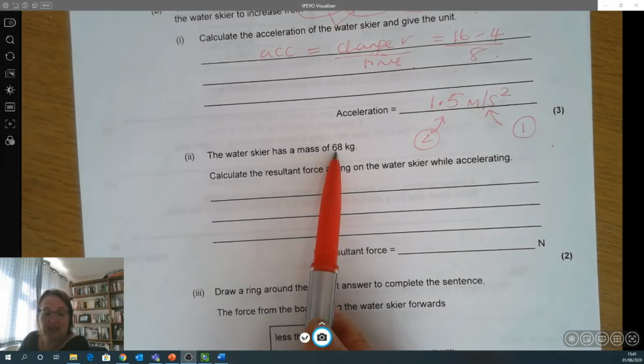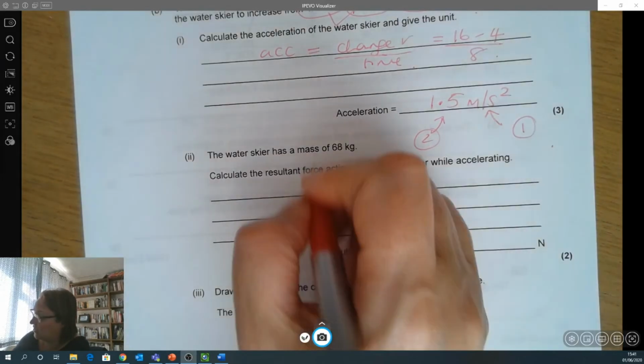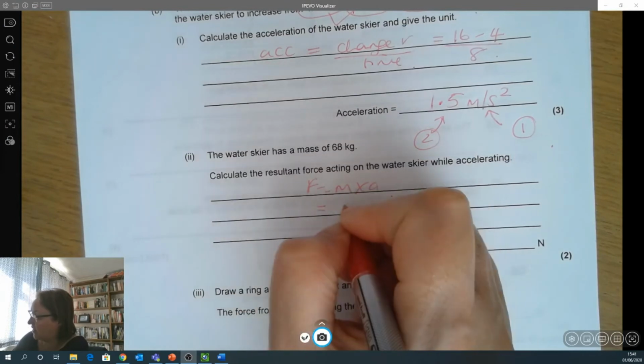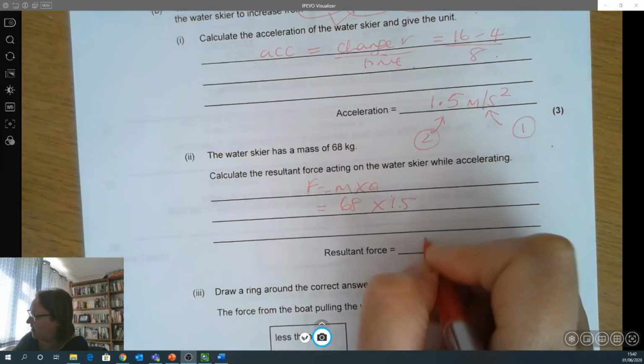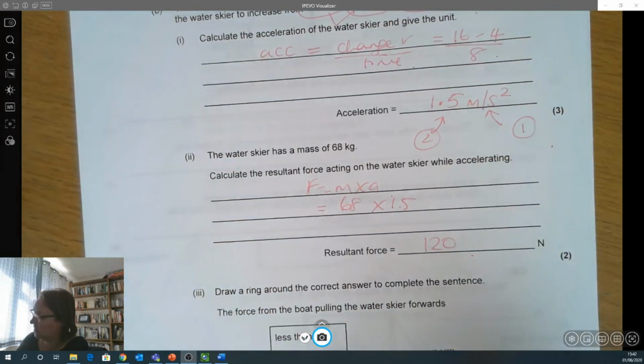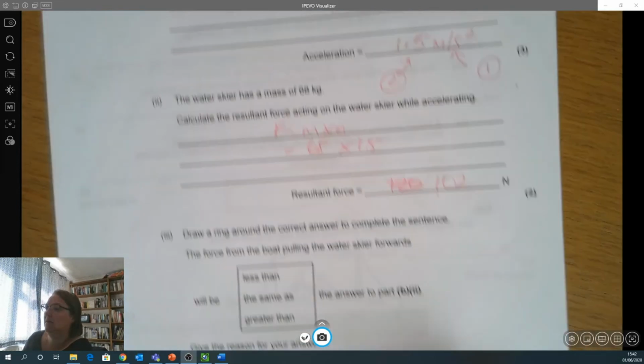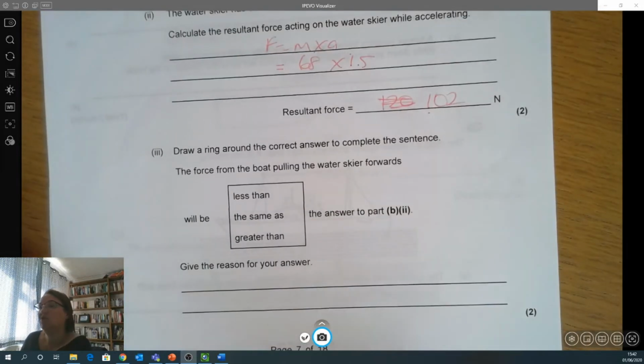Mass of 68 kilograms, resultant force. Force is mass times acceleration, so I have a mass of 68 times an acceleration of 1.5, which is 102. Oh, I'm doing this too long now. Draw a ring around the correct answer.